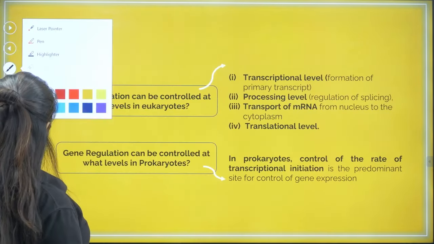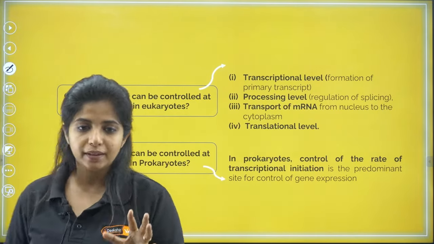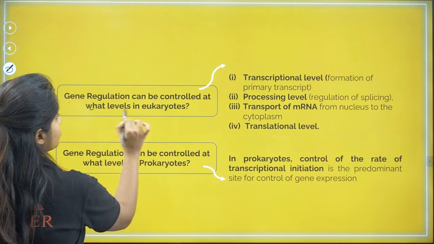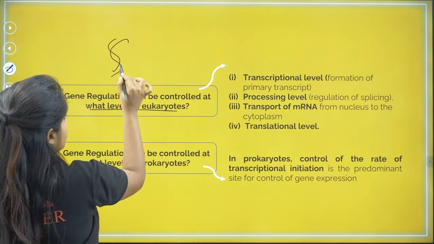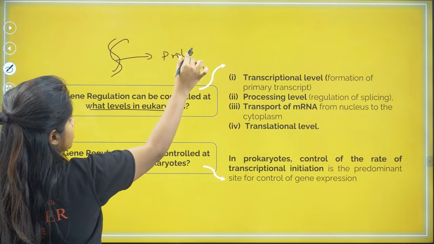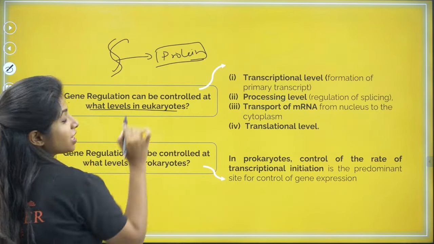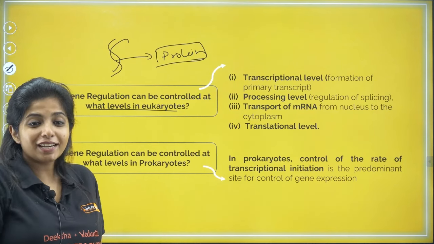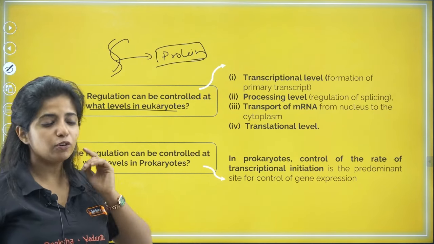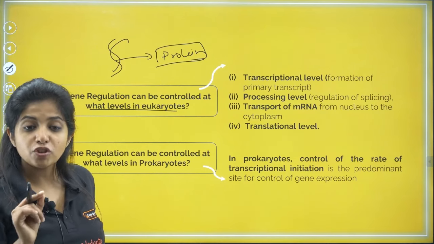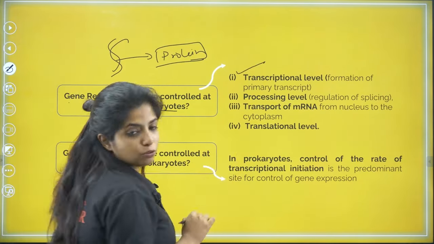Now, since we have studied replication, transcription, translation, now you tell me, gene regulation can be controlled at what levels in the case of eukaryotes? That means, if there is a DNA and I want to make protein, or in other words, I do not want to make proteins, in what all ways can I stop the whole process from happening? First thing, transcription level. I would not allow transcription to happen. The formation of primary transcript, that is formation of hnRNA, I can stop that. So at that level I can do things.